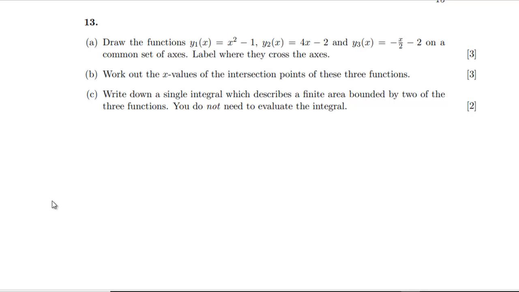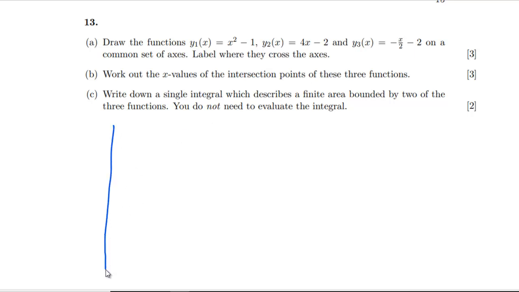Hello, continuing on with the 2022 Oxford PAT, we got up to question 13. Draw the functions on a common set of axes, label where they cross the axes. Right, so that's going to be mostly positive. Yeah, okay, we might want to keep it fairly central.